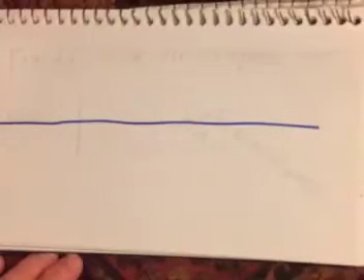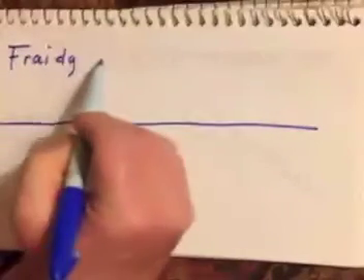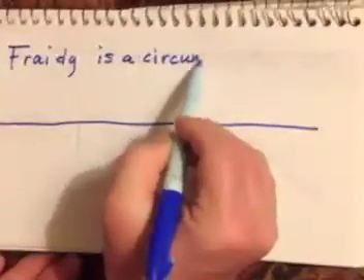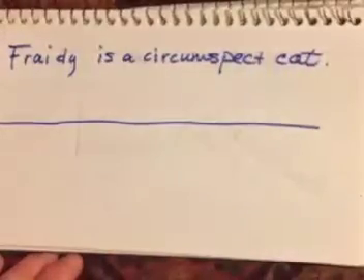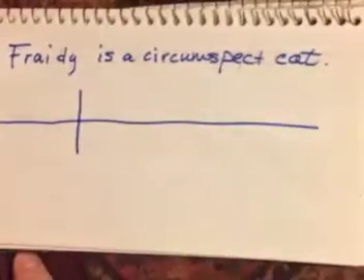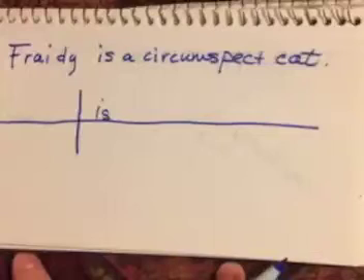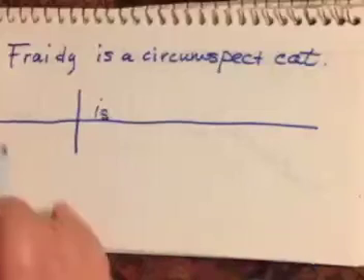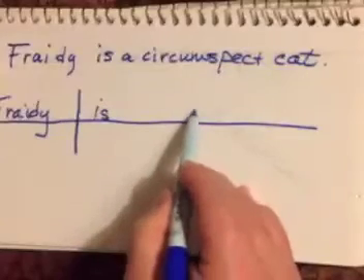Here's the water line. It's the first line I draw. And the sentence here is Frady is a circumspect cat. Frady is a circumspect cat. Okay, so I first draw the fishing line and I say what's happening. Well, nothing's really happening because this isn't an action verb, but is goes in the verb place on the diagram as well. And then I can say who is. Frady is. Frady is what? He's a cat.